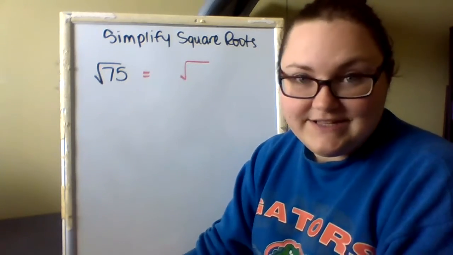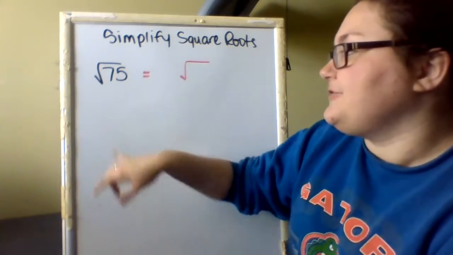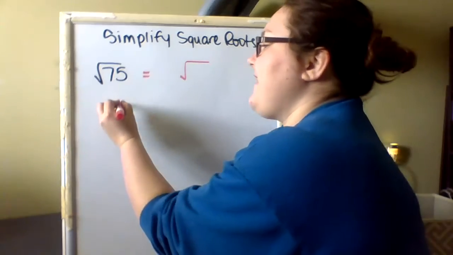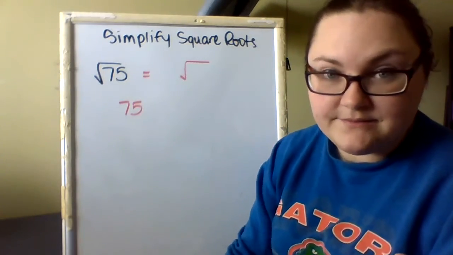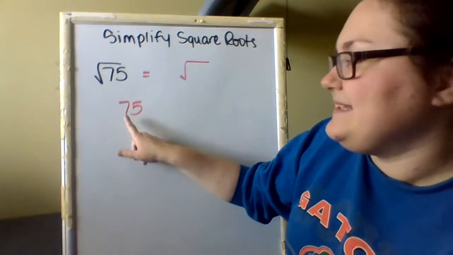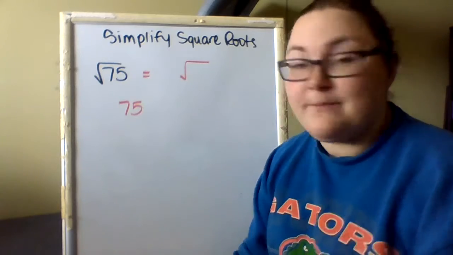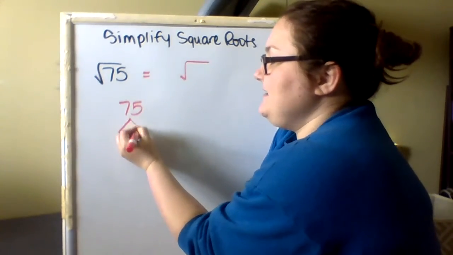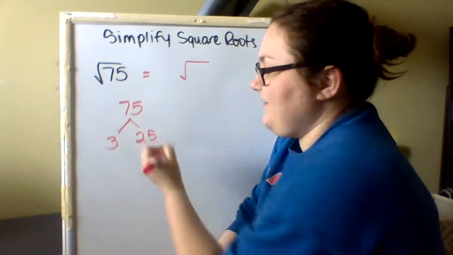A factor tree is different than listing all the factors of numbers. What a factor tree does is you take the number inside the square root, so in this case 75, and you pick a pair of numbers that multiplies to give you 75, just not 1 and 75. So there can be a couple of options. The first one that comes to mind for me is 3 and 25.